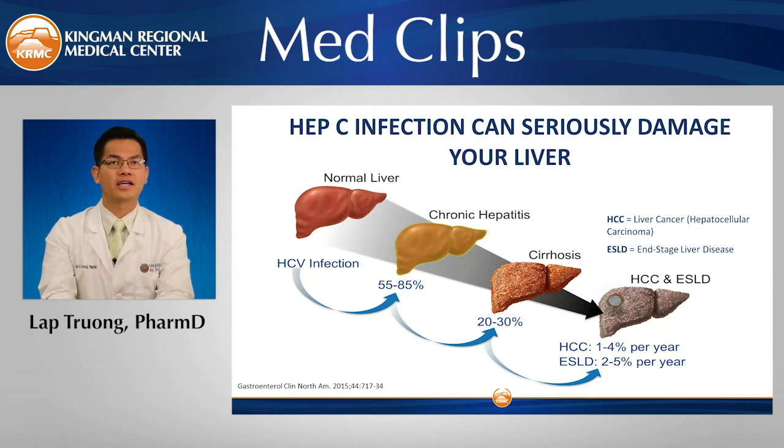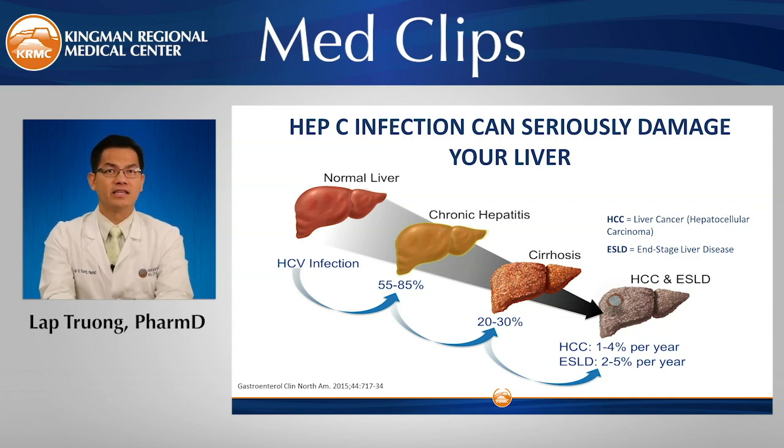And then from chronic hepatitis C, there is a 20 to 30% chance that you will get cirrhosis, meaning the tissue in your liver is damaged or dying. Even though it's a very small percent, cirrhosis is very dangerous, because by the time you get to this stage, it's irreversible, or cannot go backward to the previous phase of your liver. End-stage liver disease is 2 to 5% per year, and liver cancer is 1 to 4% per year.